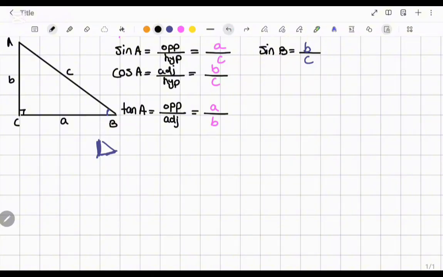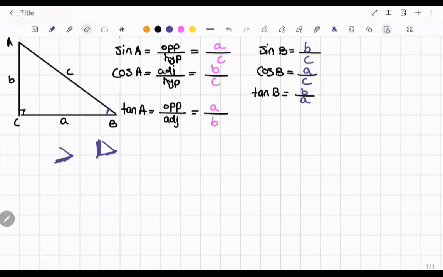Cosine of angle B is adjacent over the hypotenuse. What's adjacent to this angle? This part, right? The part that they share. Adjacent means next to. So it's going to be A over C, which is the hypotenuse. And then tangent of angle B is opposite over adjacent, which is going to be B over A.